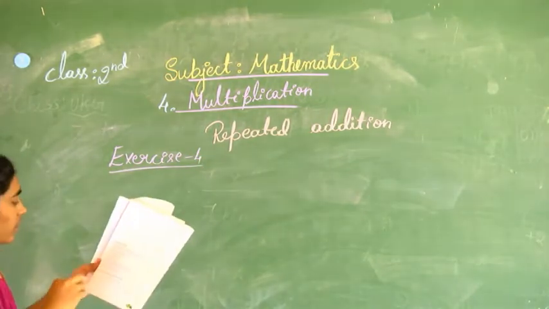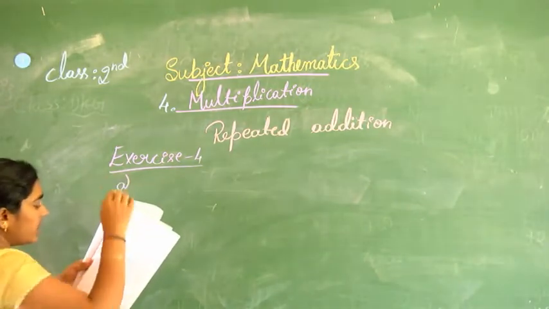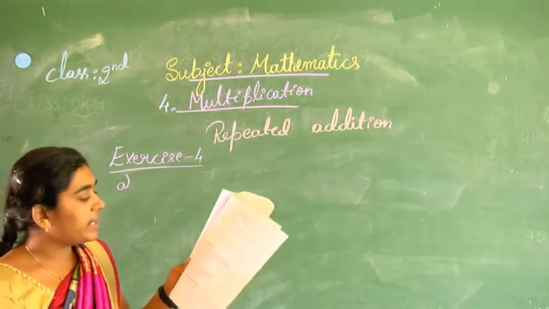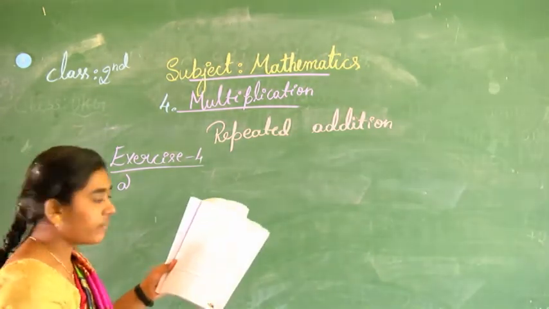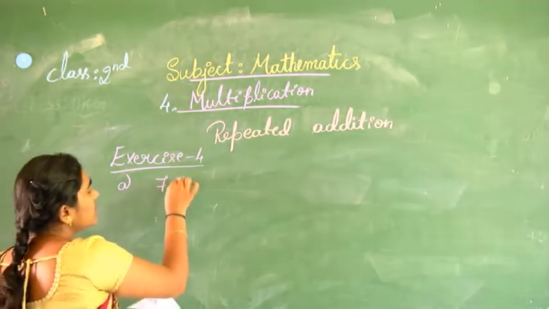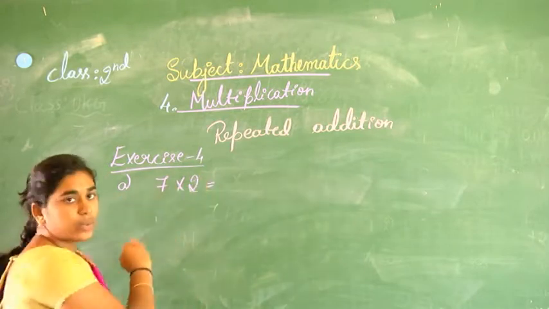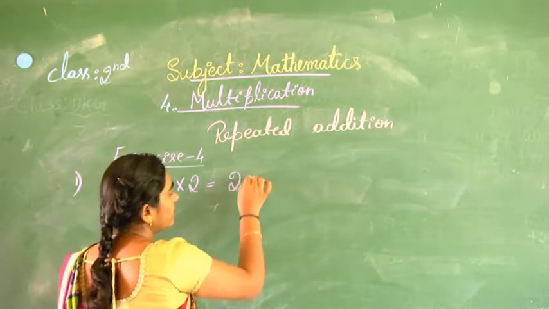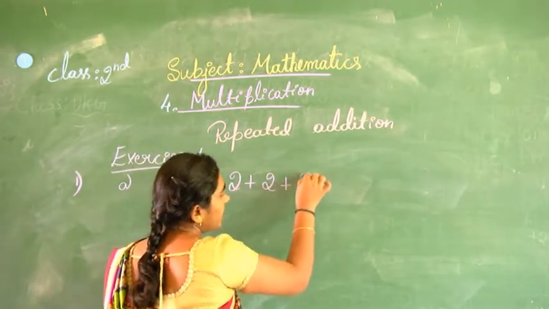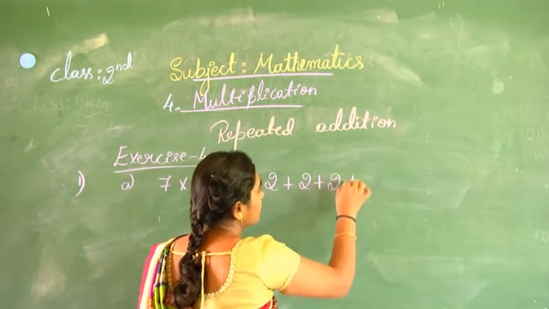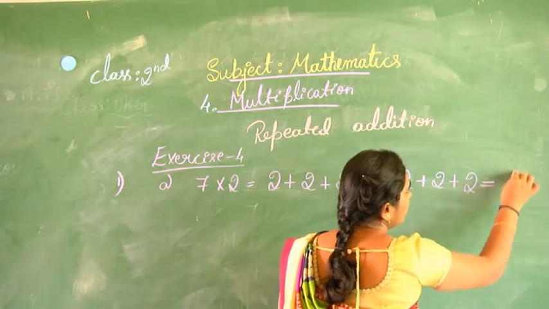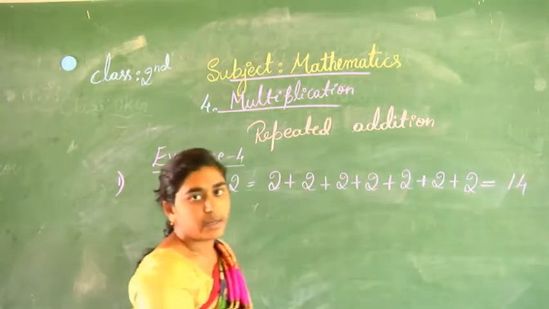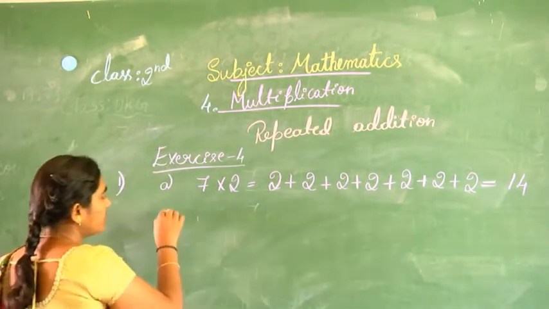Exercise number 4. As we have the first question, complete the repeated addition. First one is repeated addition. What we have seen now is 7 twos. This one already we have written the answer. We have to write 7 times 2. And the answer will be 14, right? 7 times 2 is 14.